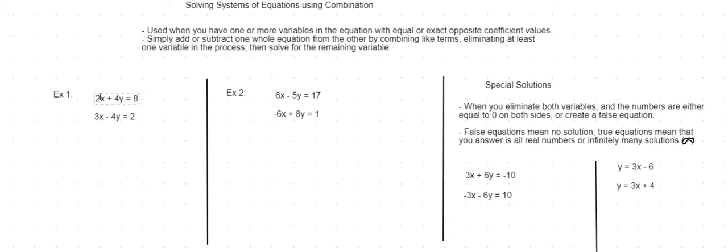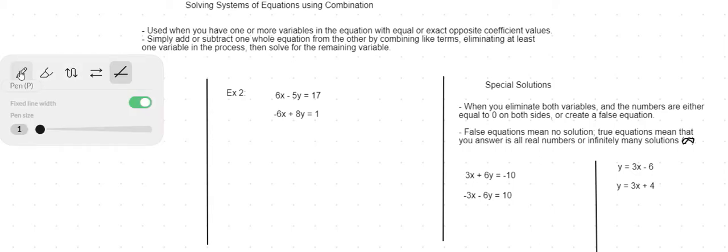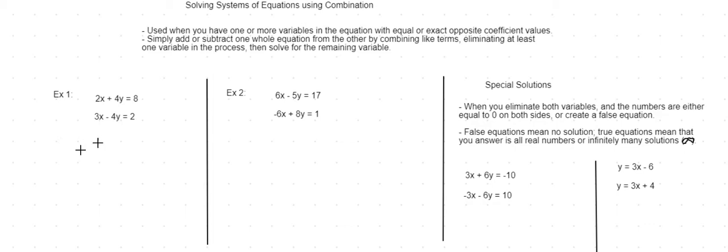When I look at these two equations, I got 2x plus 4y equals 8, and 3x minus 4y equals 2. When I look at the coefficients, I got a 2 and a 3, a 4 and a negative 4, and then an 8 and a 2. The 4 and the negative 4 are opposites. They both have a 4, one's positive, one's negative. When you've got a positive and a negative, all you have to do is simply add the two equations together. So 2x plus 3x makes 5x.